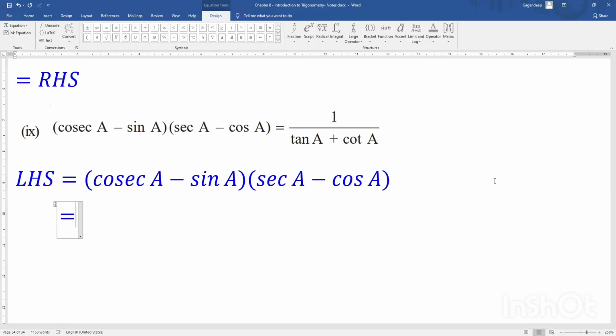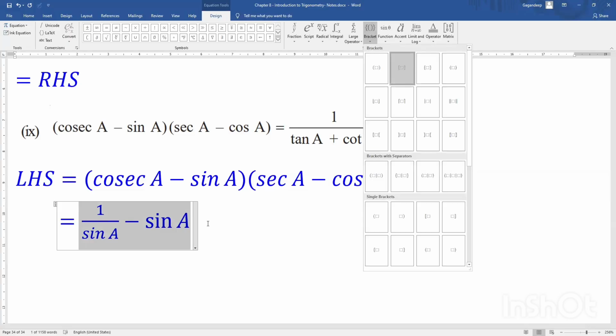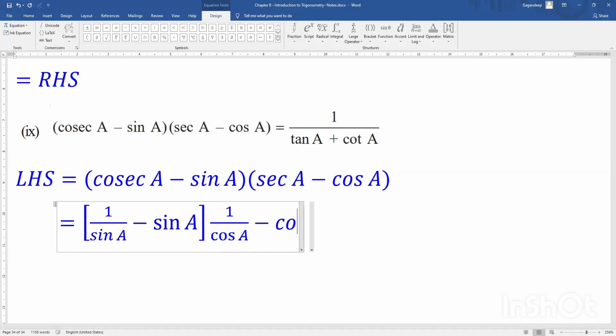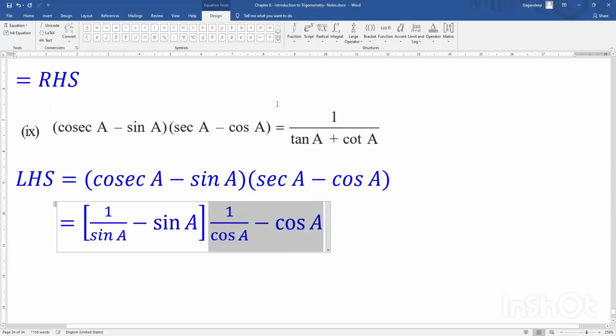Cosecant A is nothing but 1 by sin A, so I write it as 1 by sin A minus sin A, enclosing it with a bracket. Then secant I can write as 1 by cos A, minus again cos A, and I'm going to enclose this also with a bracket.